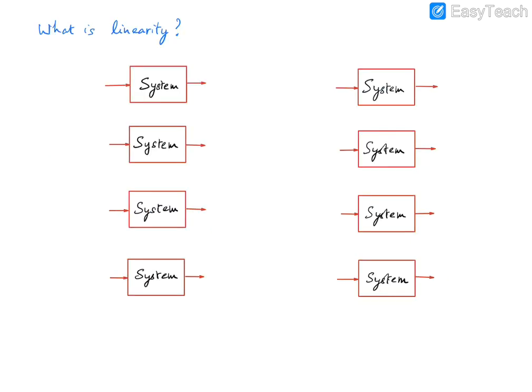So let's see, what do we mean by linearity? There are two aspects to linearity. The first is called the scaling factor. I will illustrate that with a few examples. So we call this scaling. So for scaling, what happens is, let's say we apply an input x of t to the system and it produces some output y of t.